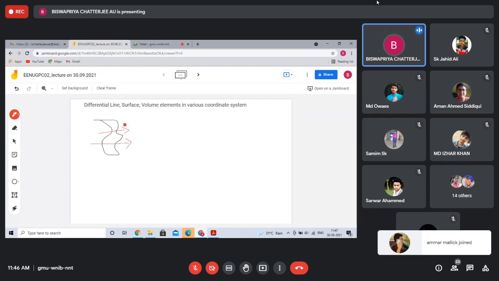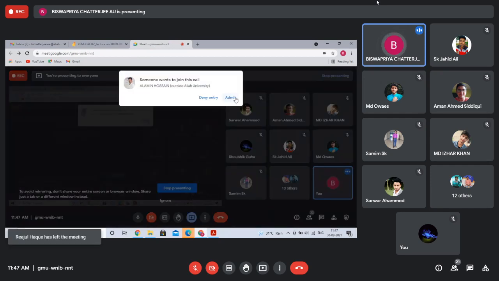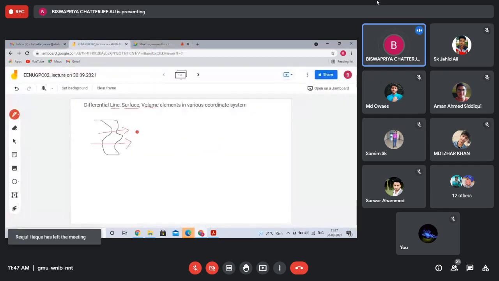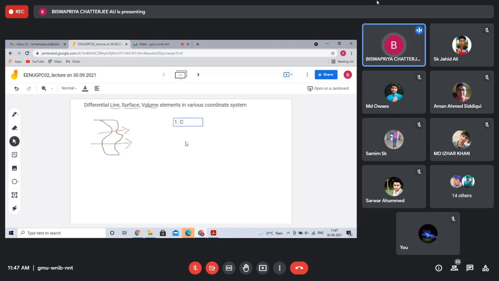So to this end, we have introduced these three new terms: differential line elements, differential volume elements, and differential surface elements in three different coordinate systems. And let us see what they are. So we will see one by one. First of all we have the Cartesian system.